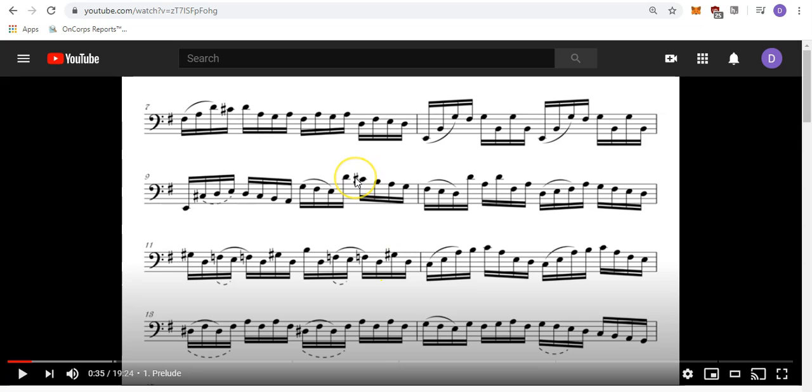Okay, so the first key to modulation, it's a bit of a pun, is this idea of introducing a new accidental.